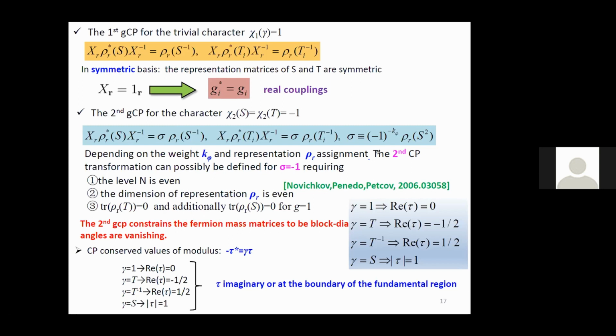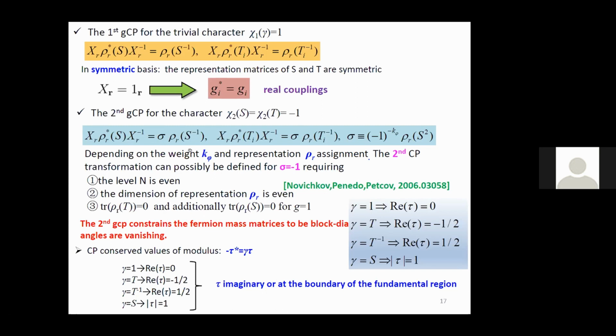So you can see the second GCP depends on the weight and the representation assignment of matter fields. The only new thing is sigma. The assignment for the weight and representation is sigma equal to -1. If sigma equal to +1, it is reduced to the first CP. So for sigma equal to -1, for example, for level N equal to 4, we can choose R two-dimensional representations, and k_phi is an odd number. Then we can get sigma equal to -1. This is a non-trivial second CP.